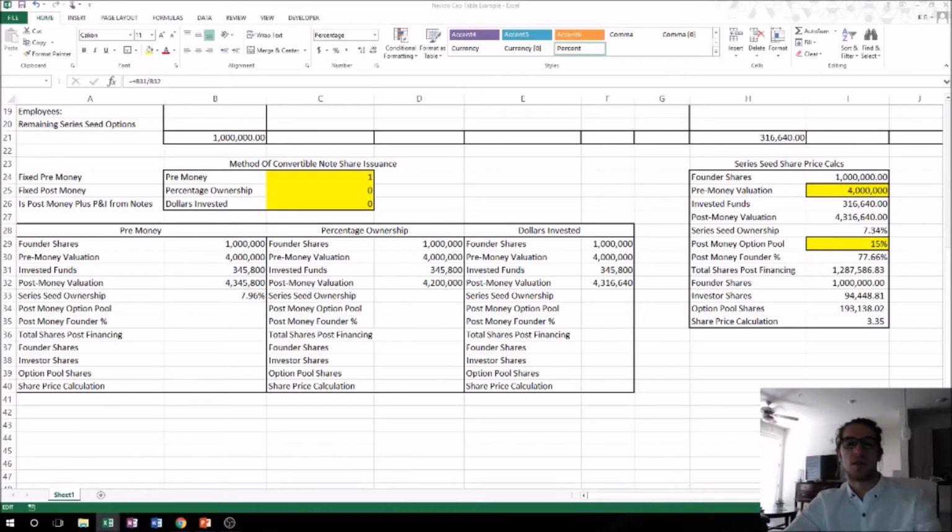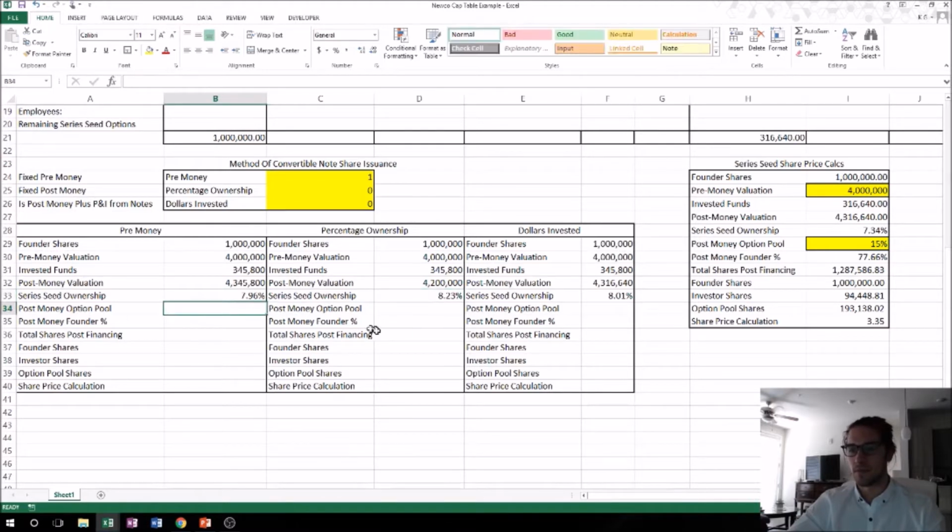So you can see that the series seed ownership is going to be slightly different for each of these methods because the post-money valuation is different. And once again, the most founder-friendly method has the lowest series seed ownership. The least founder-friendly method has the highest series seed ownership.